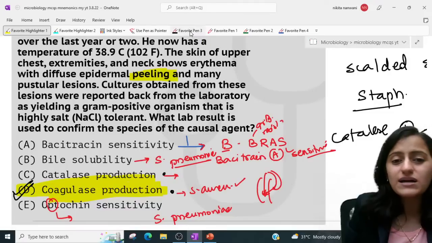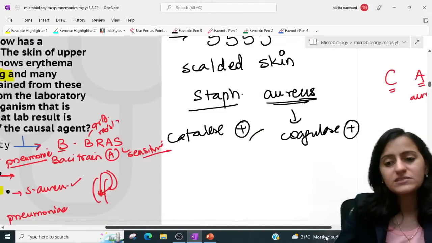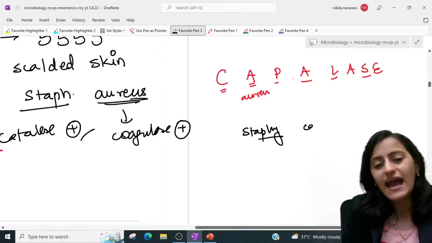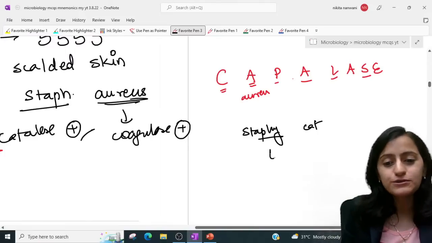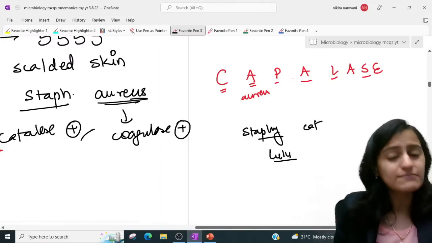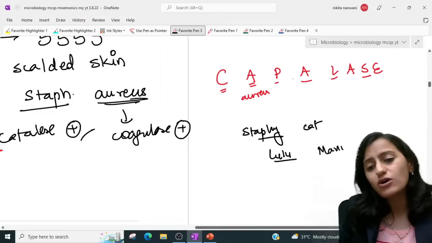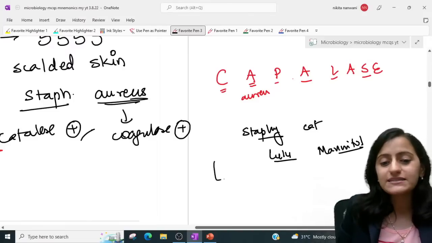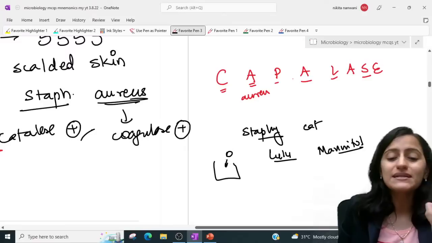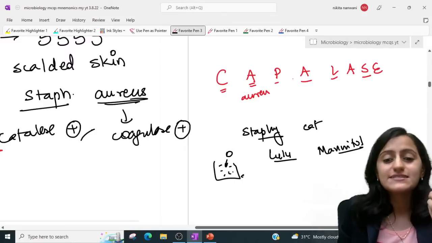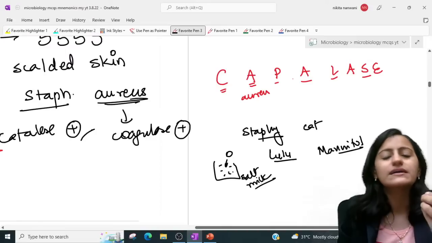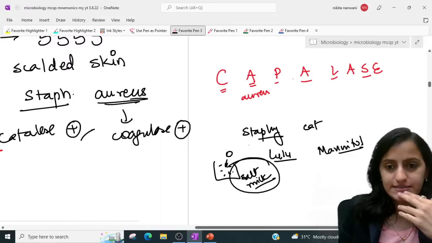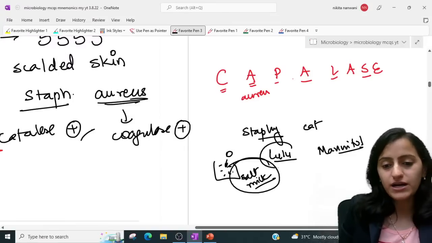For Staph aureus, which are the culture media that we use? Remember the mnemonic from our culture media? Staphylococcus, Staffy is cat. The cat we call saying Lulu, that is Ludlam's, and you also have mannitol salt agar. So you call the cat saying Lulu, and the cat comes to drink the milk. When the cat is drinking the milk, the cat realizes that there is salt in the milk. Basically, these are the media for Staph aureus. Okay, so Ludlam's and mannitol salt agar.